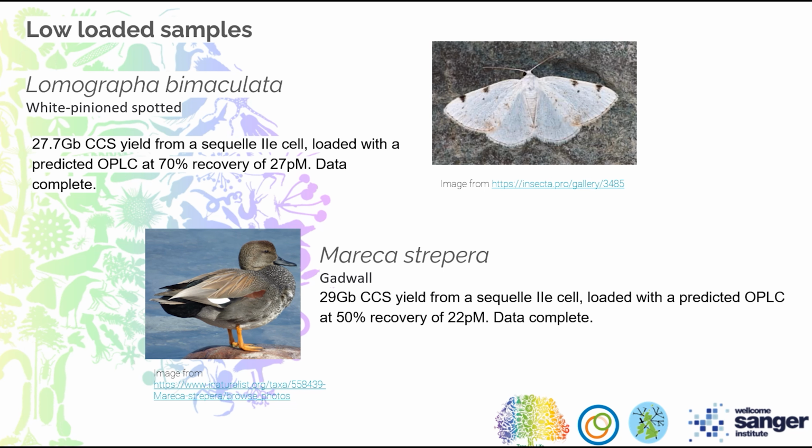And similarly here for this bird species, 29 gig CCS yield, and the OPLC there, at 50% recovery, would have been 22 picomolar. So again, really pushing those boundaries, but actually sometimes works out. I will say it doesn't always work. Of course, I've picked the examples that are lovely examples, but it's important to know that it's worth trying.